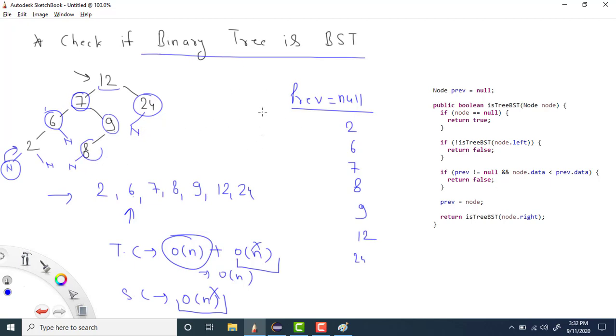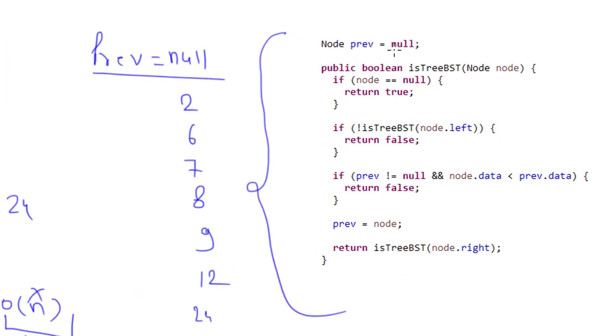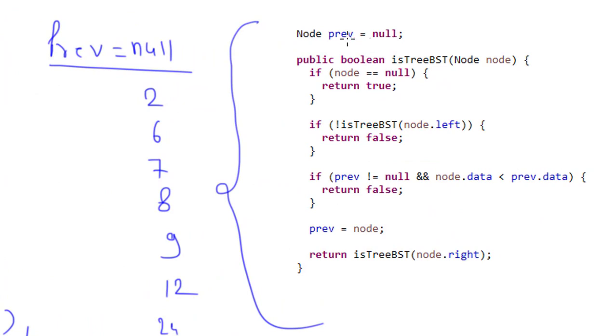So this logic that we did just now is basically this case. This is what is happening here: we are taking a previous variable, node previous equal to null here, and then we are taking an isValidBST function.